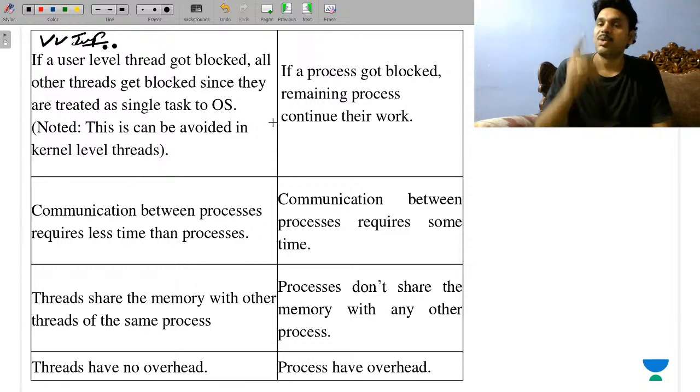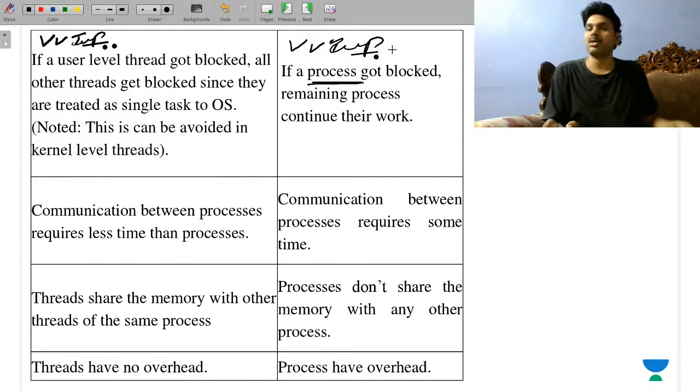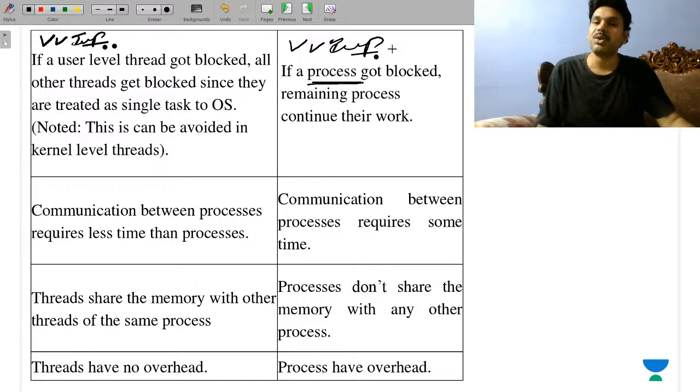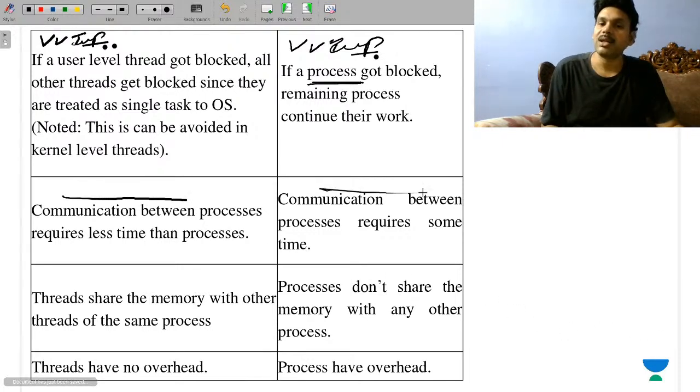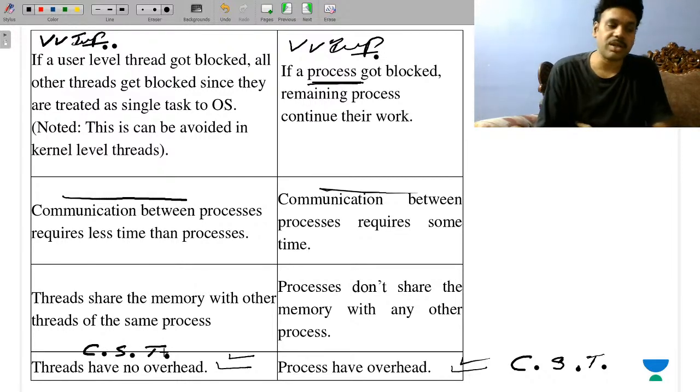If one thread got blocked, then automatically all threads will be blocked. If any one process got blocked, don't mind, other processes are going to be under execution only. These are two very important points. If any thread of a particular process is blocked, the corresponding threads of the same process will be blocked. But in the case of a different process, if one process is blocked, the other process, don't mind, can execute on its own, as processes are independent in nature. So very fast communication here, and the communication takes much time there. And a thread has got no overhead, but a process has got overhead. Here overhead is nothing but context switching time only. The thread context switching time is less than your process context switching time.